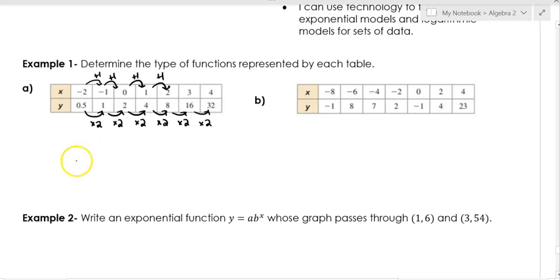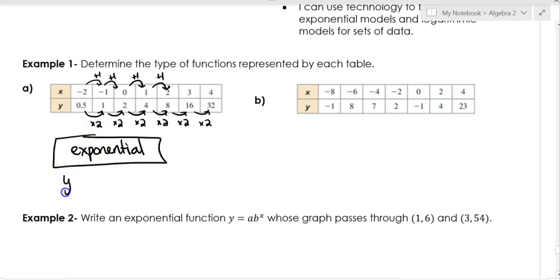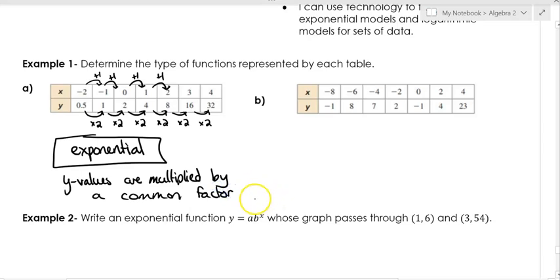All right, so if you have a set of numbers and all the y values are being multiplied by a common factor, then that tells us it is exponential. That means they're multiplied by the same number over and over.